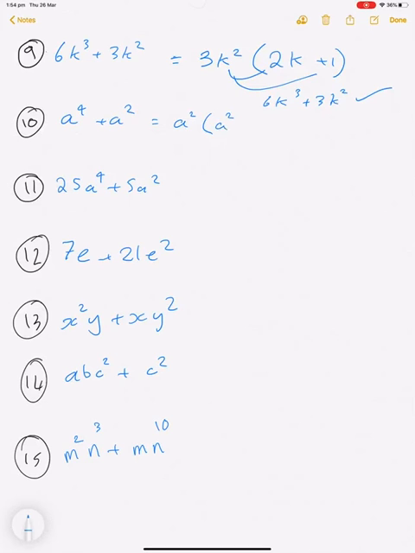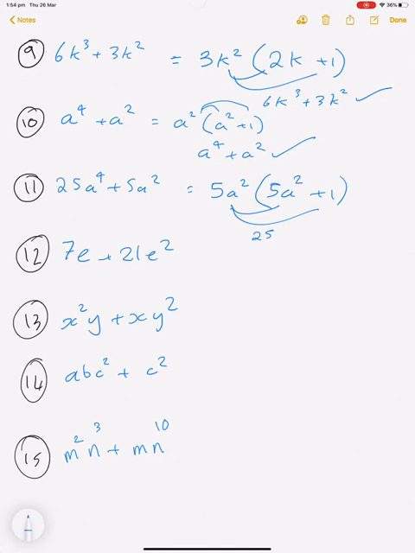Okay, so the highest common factor here is going to be a squared. I'm going to get a squared plus 1. Let's multiply out to see if we've done the right factorisation. a squared, correct. Here we're going to get highest common factor 5a squared, 5a squared here plus 1.